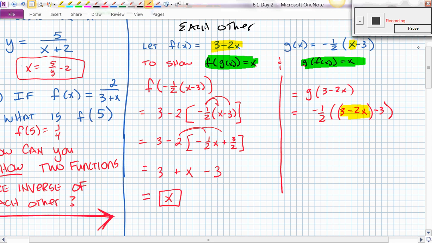All right, here we go. You should end up with this, right? Working from the inside out, this is negative 1/2 times, well, 3 minus 3 is nothing, so negative 2x. What's 3 minus 3? It's a minus sign, not a multiplication sign. Yeah, this is a minus sign, not a multiplication sign.